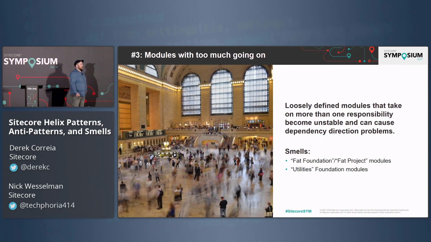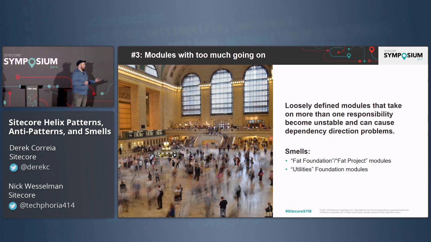Next, modules with too much going on. What does this mean? This could start as a module that's got too broad of a responsibility, or it could start as requirements change from an initial release. So maybe you design a module such as a product, but then somewhere down the line you need to build a B2C product instead of a consumer product. And the reasons for change of those products are radically different. And so you just lump it all in the same module that you've always had, even though it's radically different. This can lead to some smells like fat foundation or fat feature products.